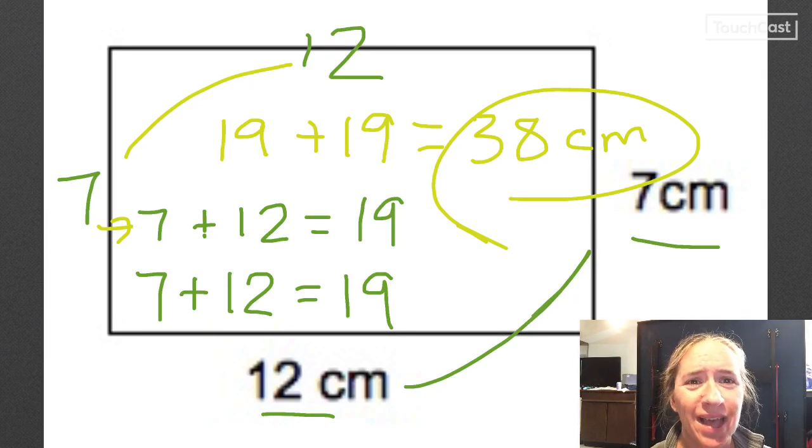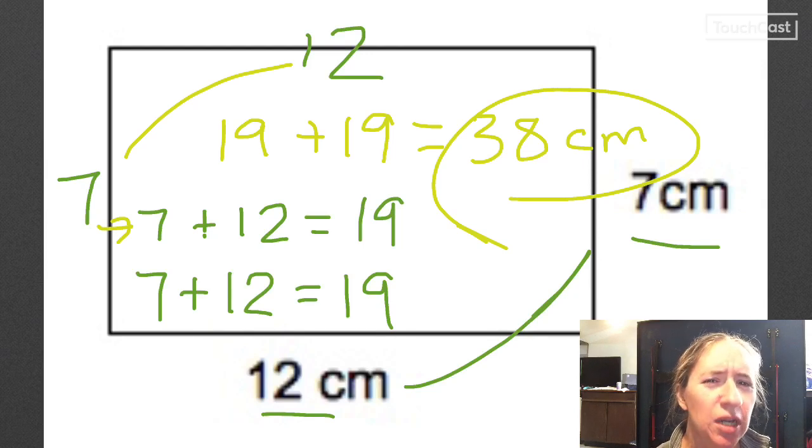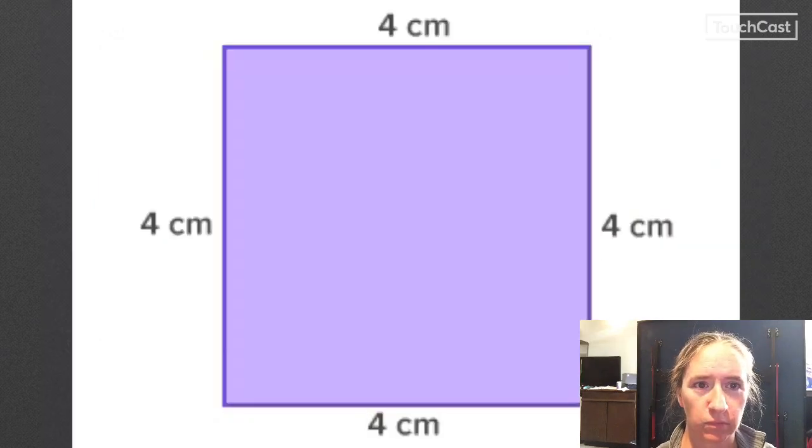So we did a couple different ways to add the sides of a rectangle, and they all work because they're all adding all 4 sides. Because it's addition, the order I add them in doesn't matter. I'm still going to get the right answer, but you can change the way you add the numbers. You can change the order to make it make sense for you.